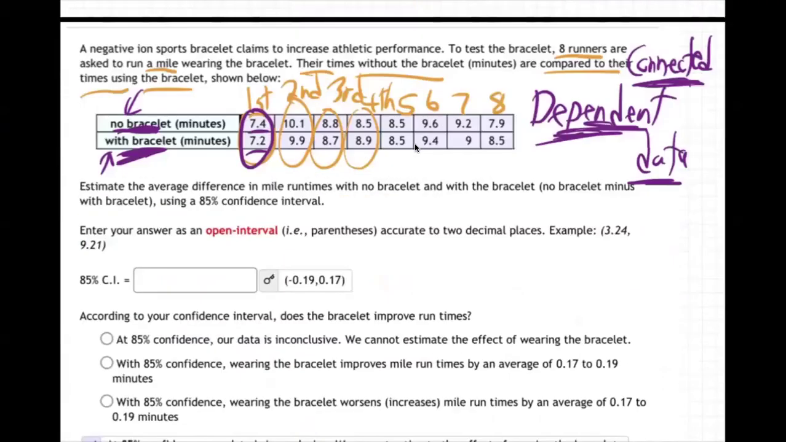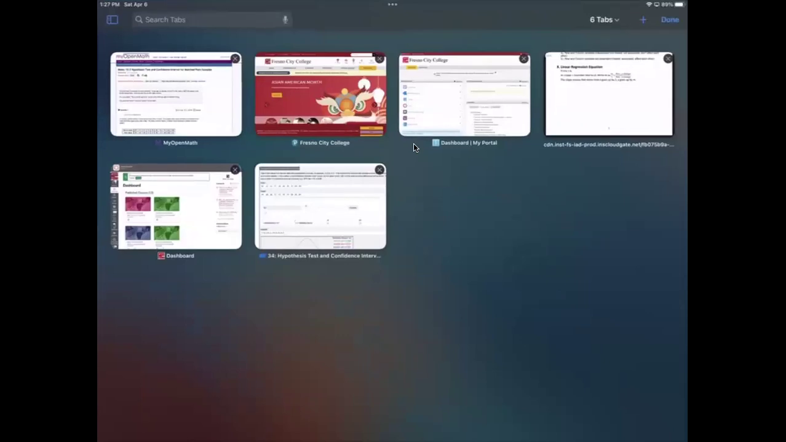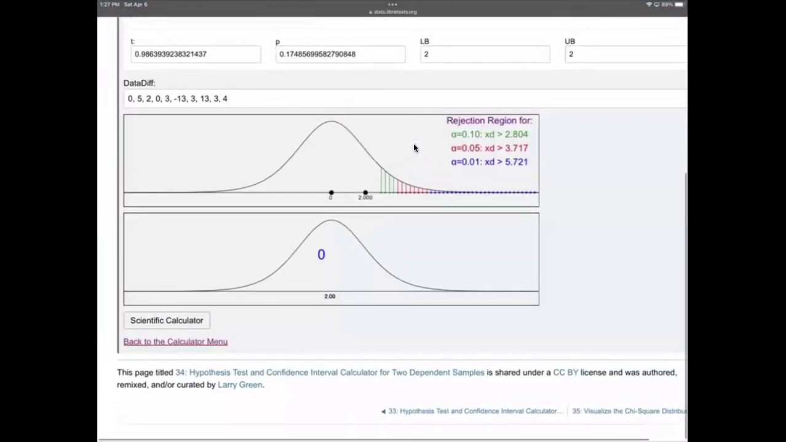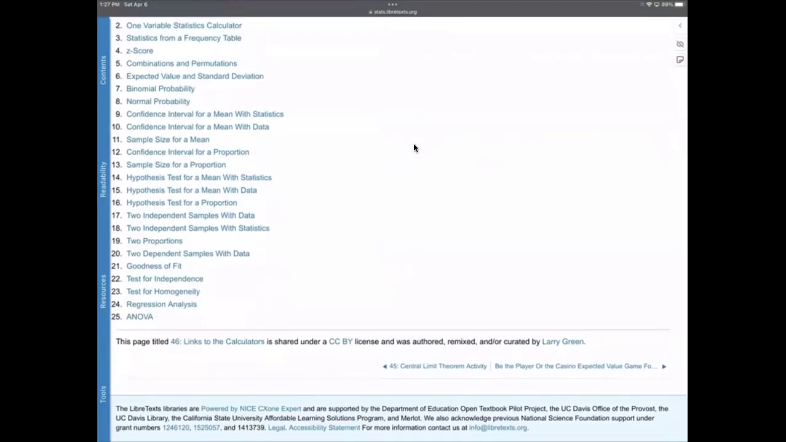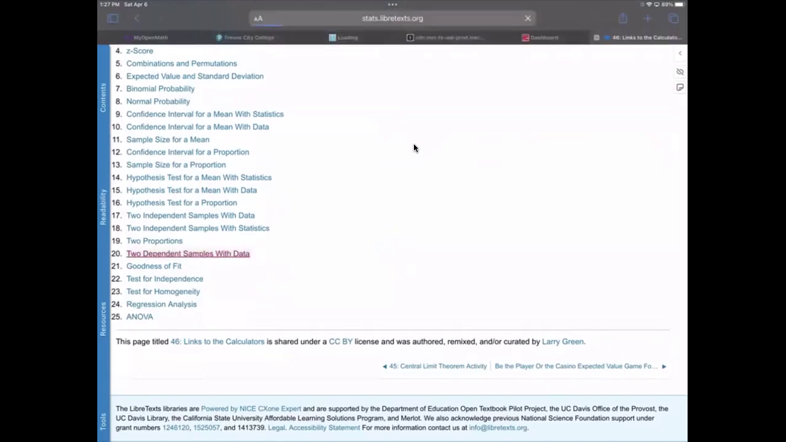So that's where we're going. Let's go there, to dependent samples with data. So I'm going to go to the calculator. Let me go back to the calculator menu. It's going to be way down here at number 20. And there it is, 2 dependent samples with data, number 20.